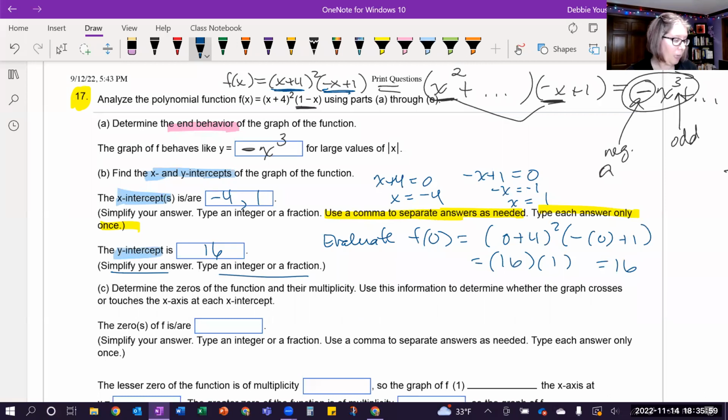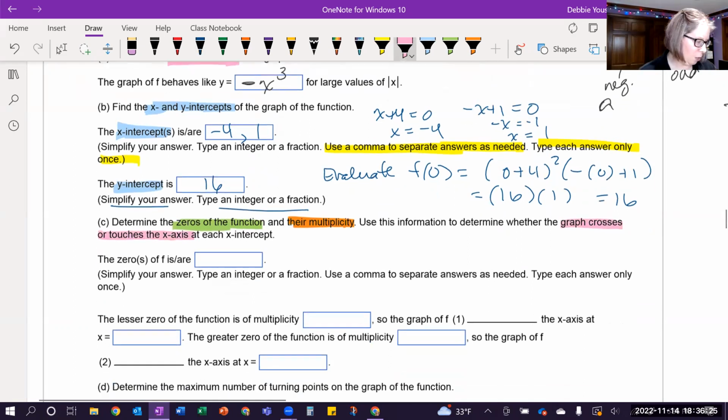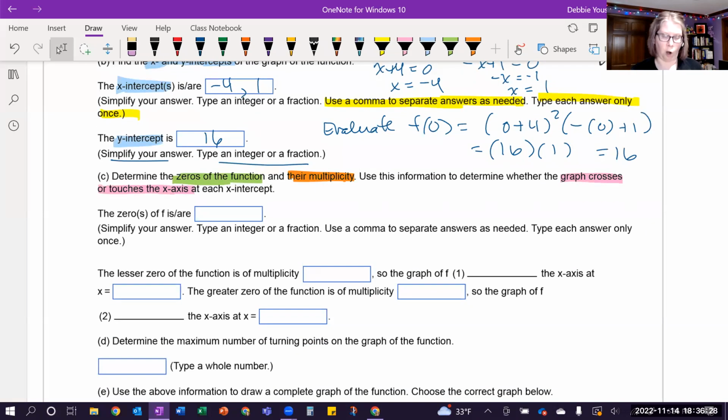Okay. That's part B. Then part C says to determine the zeros of the function and their multiplicity, and use this information to determine whether the graph crosses or touches the x-axis at each of those intercepts. This has a lot of different parts to it. So first of all, it says the zeros is or are. And notice the instructions again. Type an integer or fraction, simplify, use a comma to separate them, type them only once.